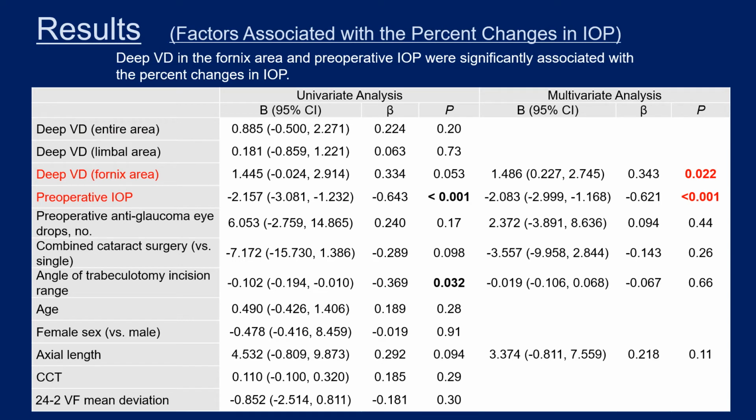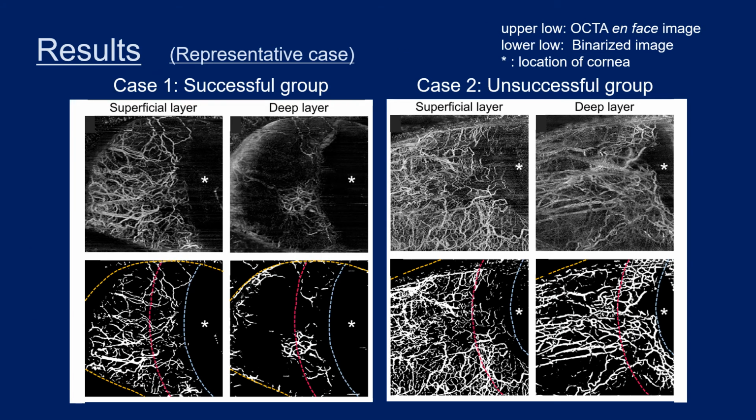Factors associated with the percent changes in IOP were examined using multiple linear regression analysis. The deep vessel density in the fornix area and preoperative IOP were significantly associated with the percent change in IOP. Case 1 is in the successful group, and the deep layer flow signal showed segmental patterns, and the vessel density was low, especially in the fornix area. Case 2 is in the unsuccessful group. The segmental pattern was disrupted and the vessel density was high, especially in the fornix area.